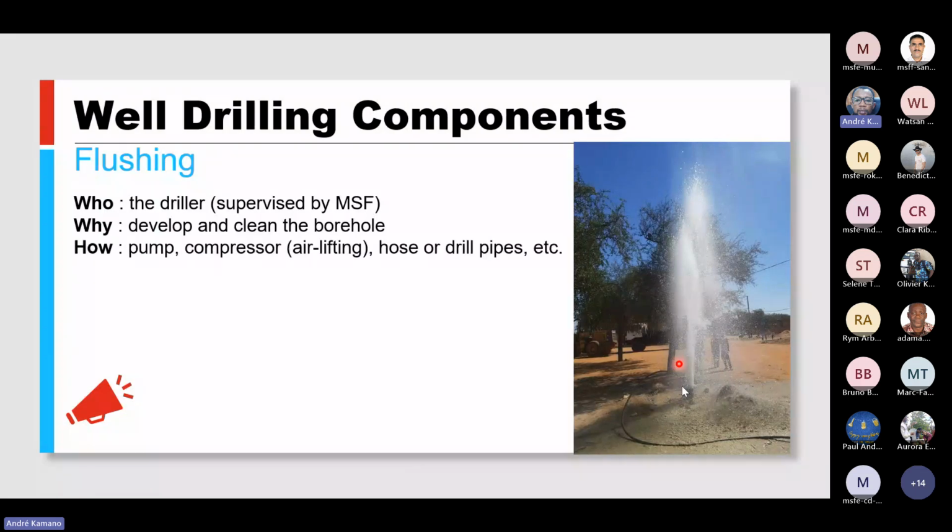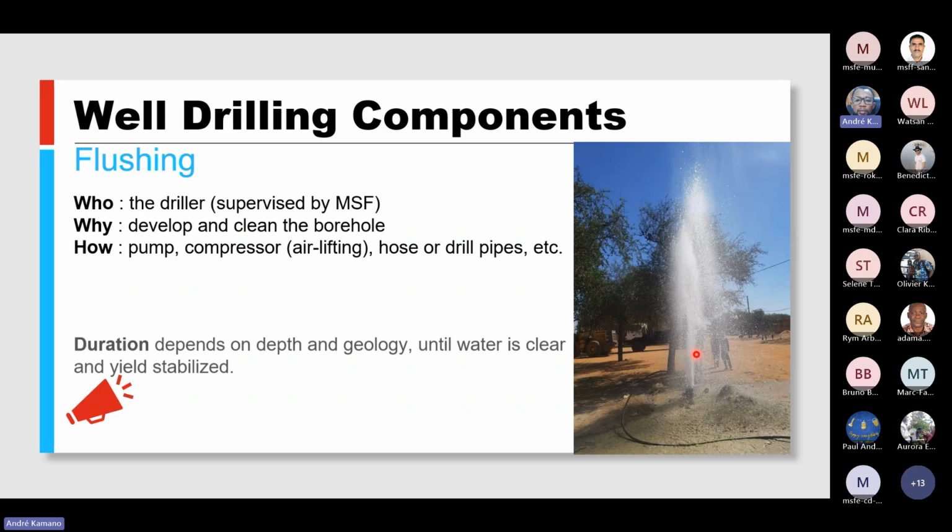How is it done? It is done by putting a pump inside sometimes, but in most cases by the compressor, by air lifting. They put high-pressure air inside the borehole, and the air helps lift up some residues and clean the screen. In the picture here, you will see that the water is coming up through the effect of the air that is going inside.